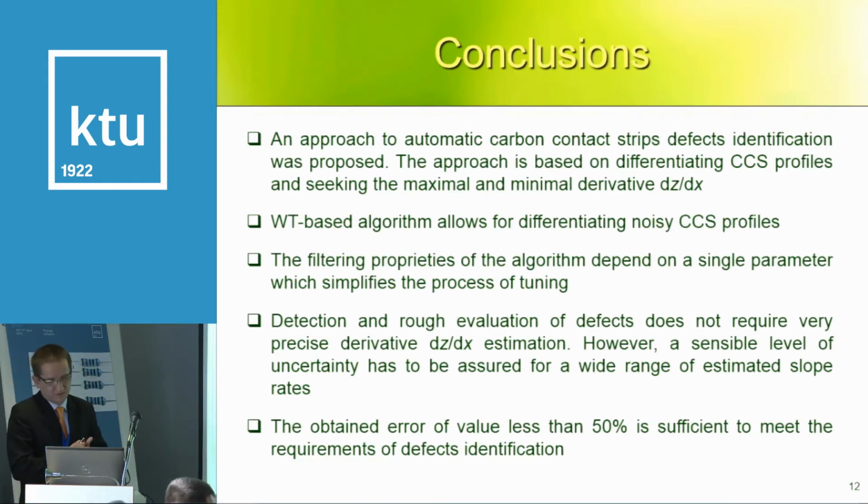And detection and rough evaluation of defects does not require very precise derivative estimation. However, a sensible level of uncertainty has to be ensured for a wide range of estimated slope rates. So the obtained error of less than 50% is sufficient to meet the requirements of defects identification.